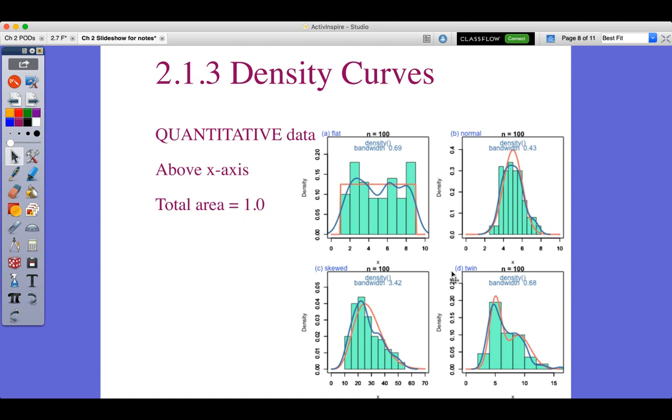All right, let's talk density curves. Basically, a density curve is like this idealized, perfect representation of what the data looks like.